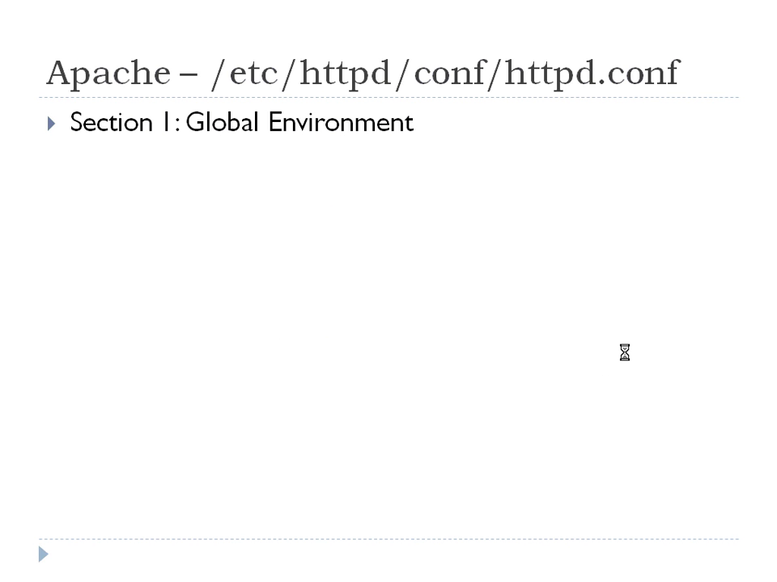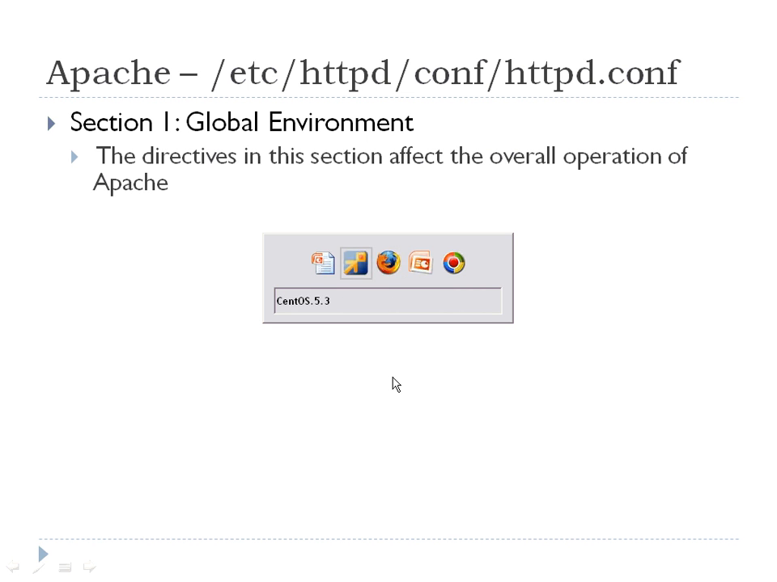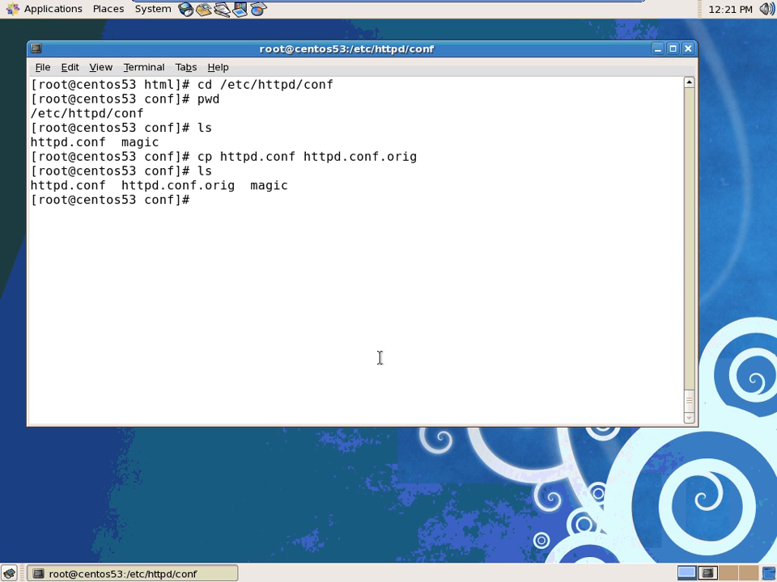The httpd.conf is broken up into different sections. And I actually took this out of the file itself. Section 1 is global environment, stuff for the entire web server itself. Let's take a look. I'm going to use Vim, and I'll even make it take up the whole screen.